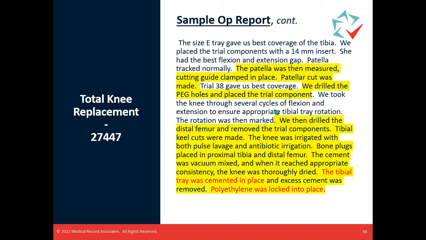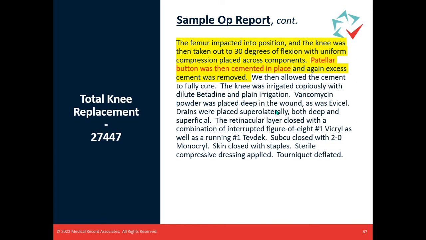Bone plugs were placed in the proximal tibia and distal femur. The cement was vacuum mixed, and when it reached appropriate consistency, the knee was thoroughly dried. Then the tibial tray was cemented into place. So now here's our tibial component being cemented into place. Excess cement was removed. Polyethylene was locked into place.